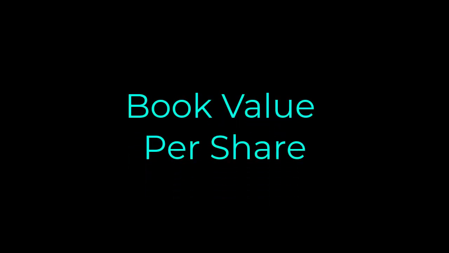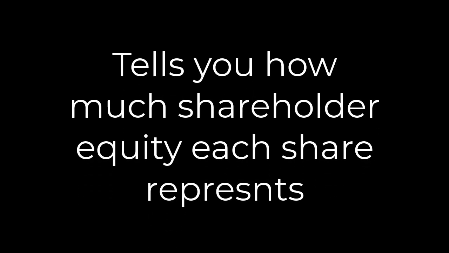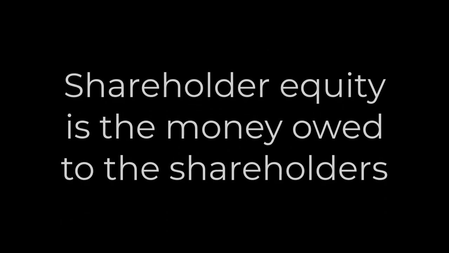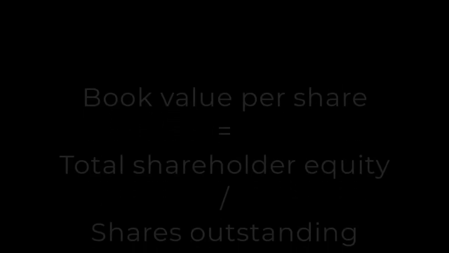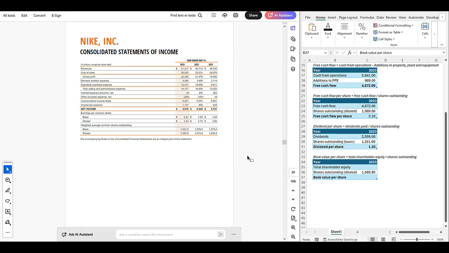Our last per share ratio is popular among old school and deep value investors. It's the book value per share, usually just referred to as book value. It tells you how much shareholder equity each share represents. Shareholder equity is the money owed to the shareholders, so it's popular among investors. Book value per share equals total shareholder equity divided by shares outstanding. Total shareholder equity is found on the balance sheet.